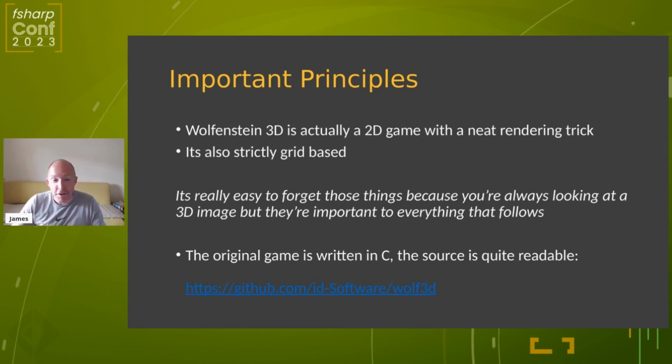They use their Commander Keen 2D level editor to do the Wolfenstein maps to begin with. So it really is a 2D game. The original game is written in C, and the source is really quite readable. It's really impressive. It's available on GitHub, like most of the id Software source. It's really worth reading. It's really interesting.